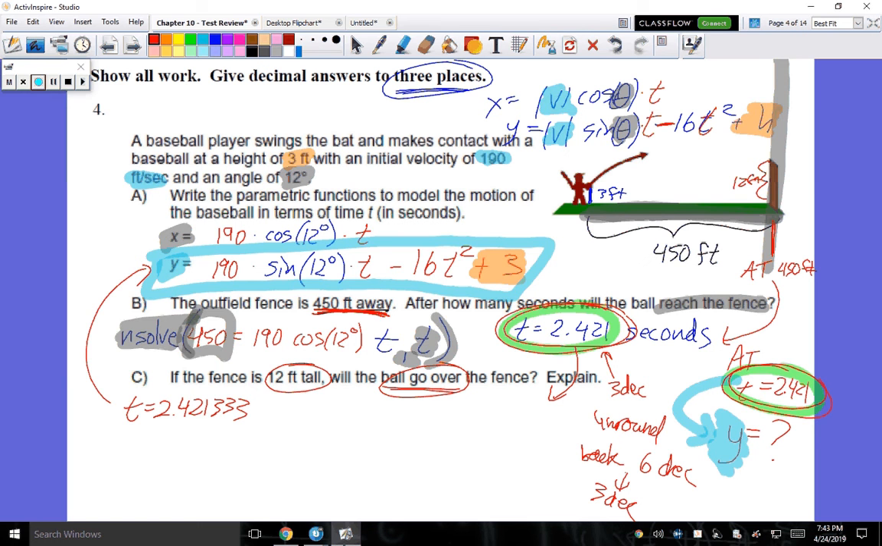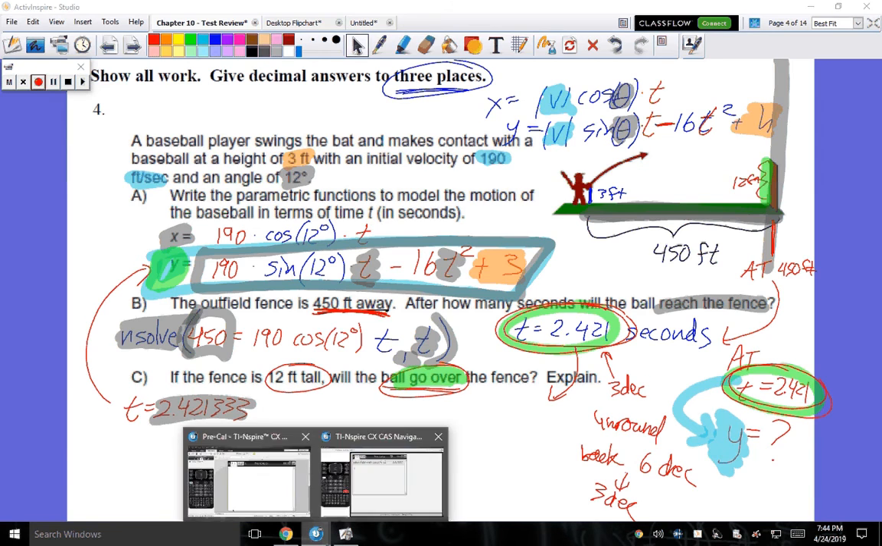This is what I'm going to use to plug into my y parametric equation. When I plug in this t value here and here for t, all of this is going to give me what the y value is. What is that height going to be? Because then we can determine, did it in fact go over this 12 foot fence, or did it hit below? So let's start plugging that into our calculator.